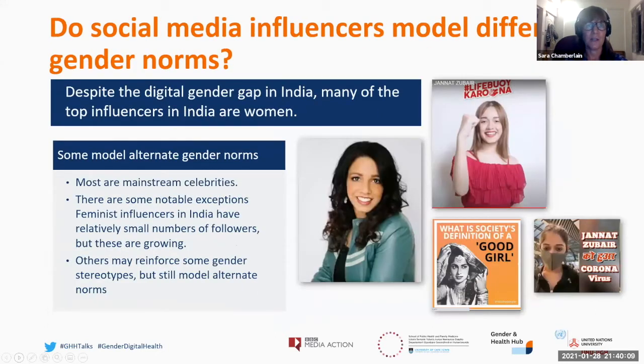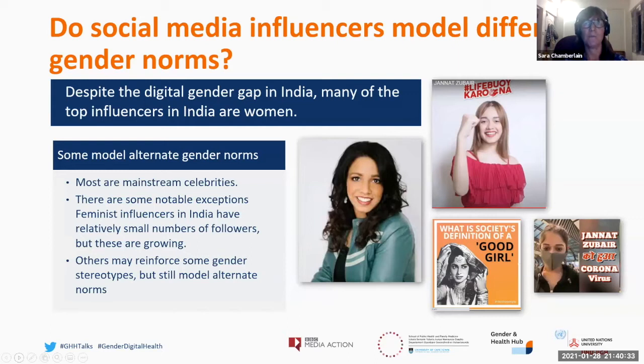Despite the digital gender gap, many of the top influencers on Instagram, and prior to its ban on TikTok in India, were women with tens of millions of followers. Most are mainstream celebrities who use social media to build their largely male fan bases and to endorse products. There are some notable exceptions.